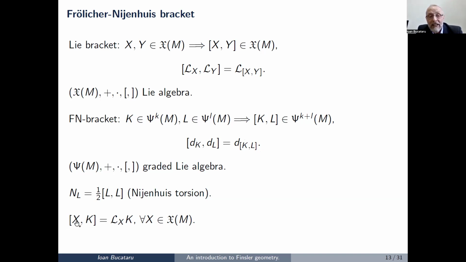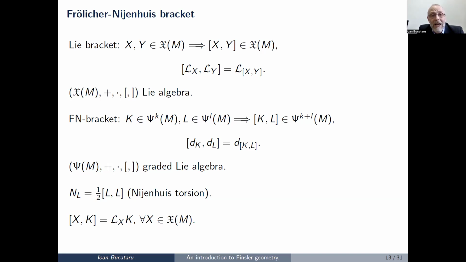But what is important is that if we take the first one here, a vector field, the Frölicher-Nijenhuis bracket of a vector field and a vector valued form is precisely the Lie derivative. Yeah, this Lie derivative, you can define it independent of this, but it is exactly this, the Lie derivative.